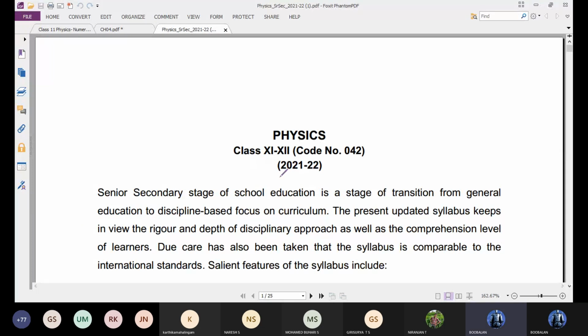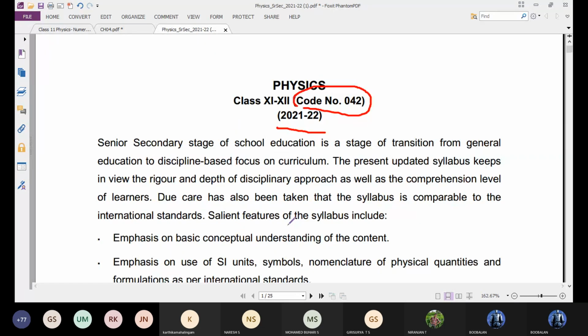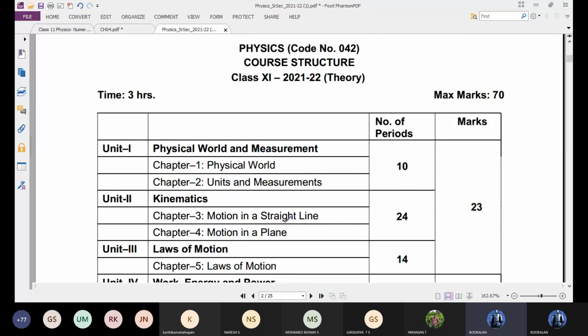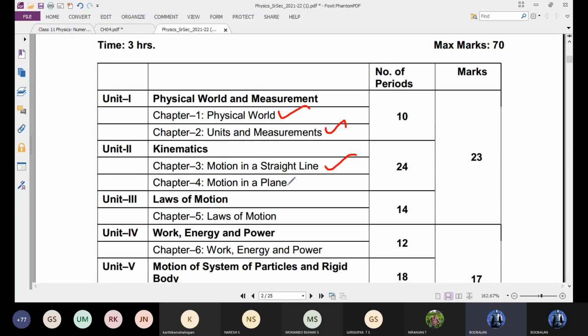Okay. Physics, subject code 042. Academic year 21-22 for you. Physical world, unit and measurement, motion in a straight line, motion in a plane. 4 chapters now. Unit 1, unit 2. So almost we completed first unit, second unit. Maybe in this week I will complete. And laws of motion, third unit. Combined together, you will get 23 marks.